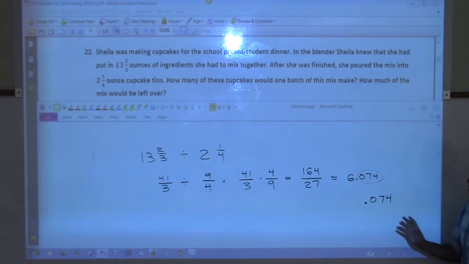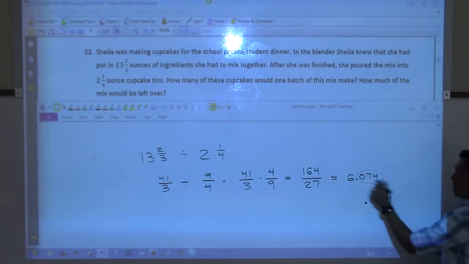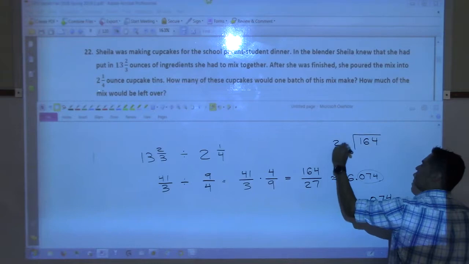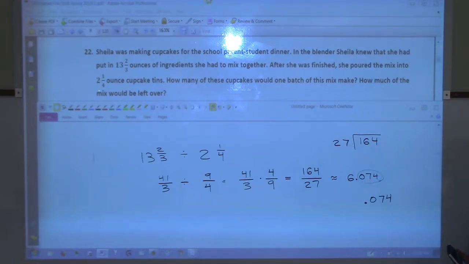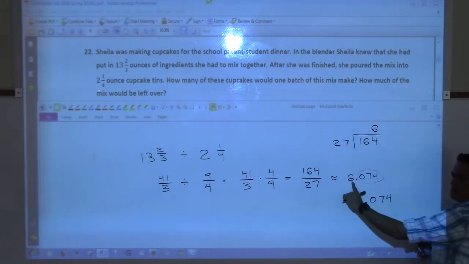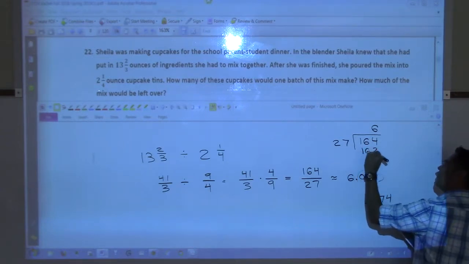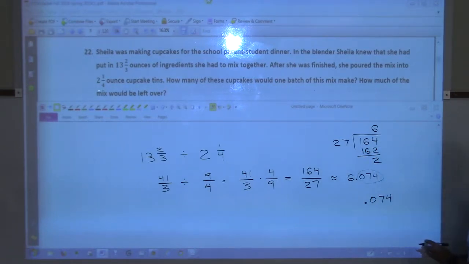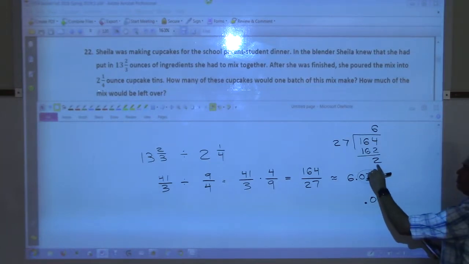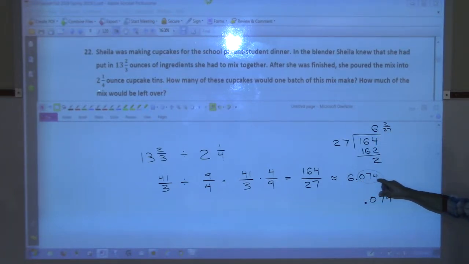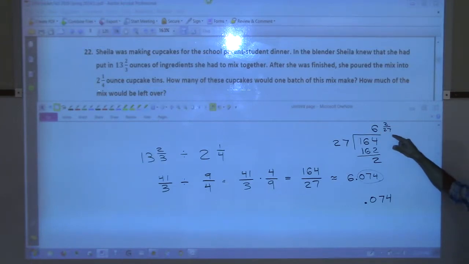So there's kind of 2 ways to go about this. I think to make this make the most sense, we know that 6 cupcakes. Let's do this 164 divided by 27. Let's do it the old school way, right? Like this. And when you do 6 here, we know it's 6 because it was supposed to be 6, right? 6 times 27 is 162. We have 2 left over, right? So that means we have a remainder of 2. So we write this as 2 over 27. So 6.074 is the same as 6 and 2/27.